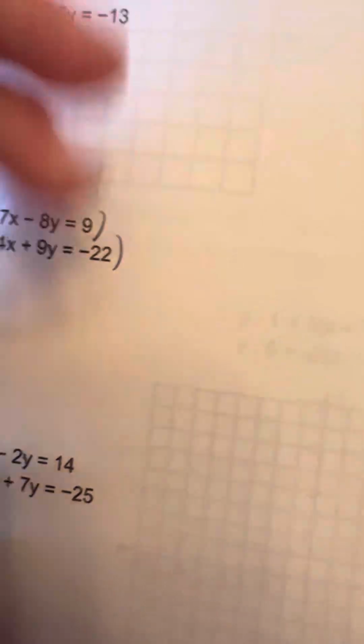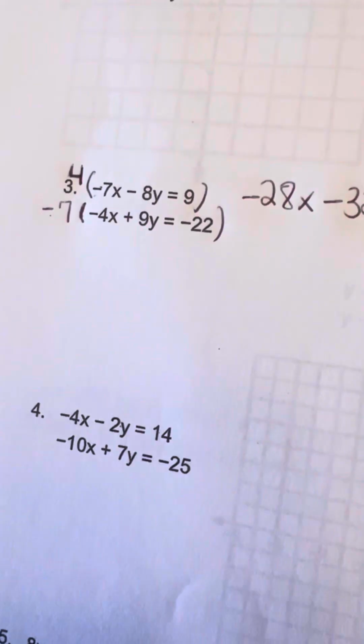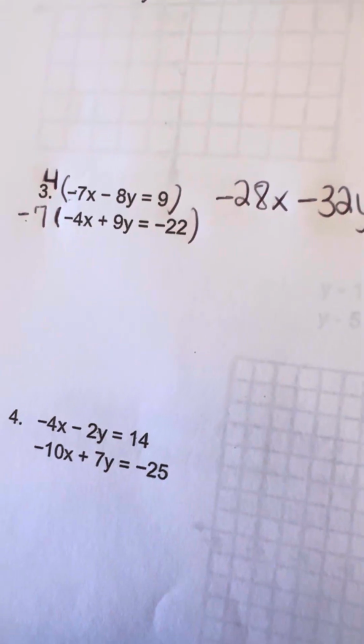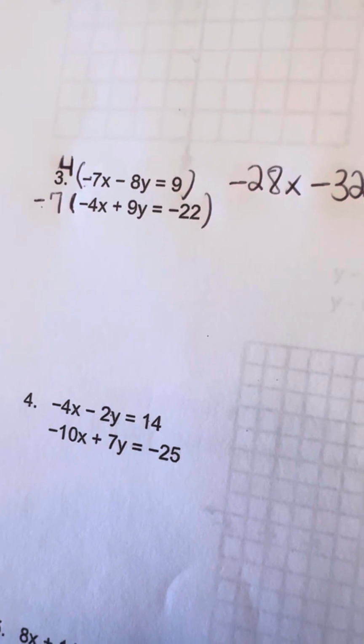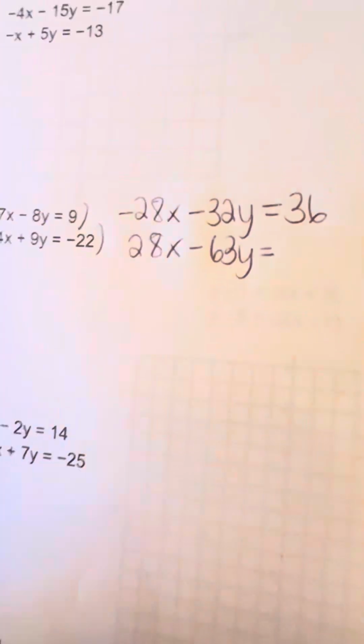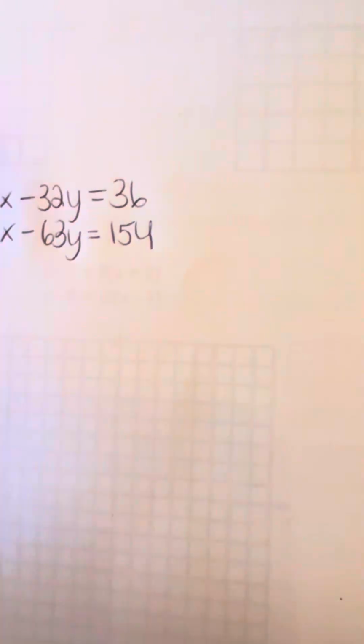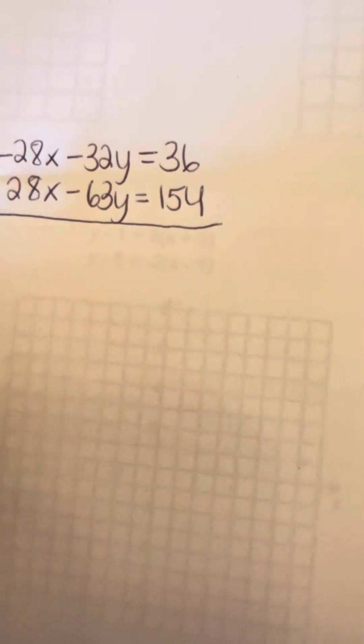4 times negative 7 is going to be negative 28x. Then we have 4 times negative 8, which is going to be negative 32, and those are y's. And then 4 times 9, which is going to give me 36 for the end result here. We'll do the same thing down the bottom. Negative 7 times negative 4 is a positive 28x. And then we have the negative 7 times the positive 9, which is going to give me negative 63y. And then our last piece, negative 7 times negative 22, positive 154. Go ahead, add them together.